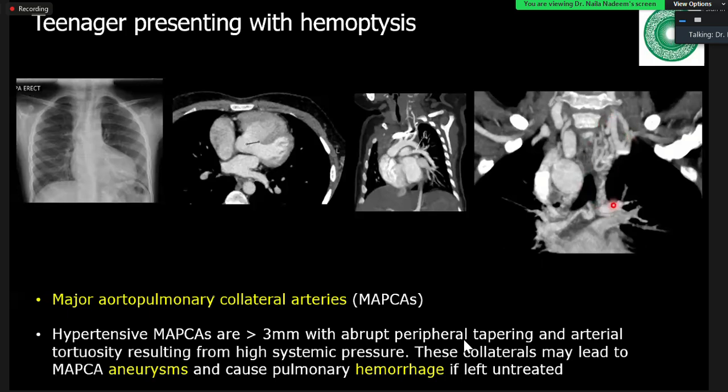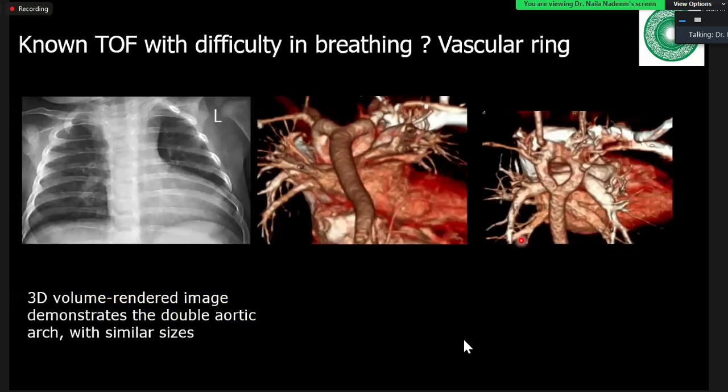What has happened is he has developed multiple aortopulmonary collaterals, and they are known as hypertensive collaterals. If they are more than 3 millimeter in size, they are tortuous, and they have abrupt tapering at the periphery. They develop aneurysms and may present with pulmonary hemorrhage. So, as a radiologist, when you are reporting these cases, you have to tell them. Most of the time, it is better to tell the largest one, at least supplying the right and the left lung.